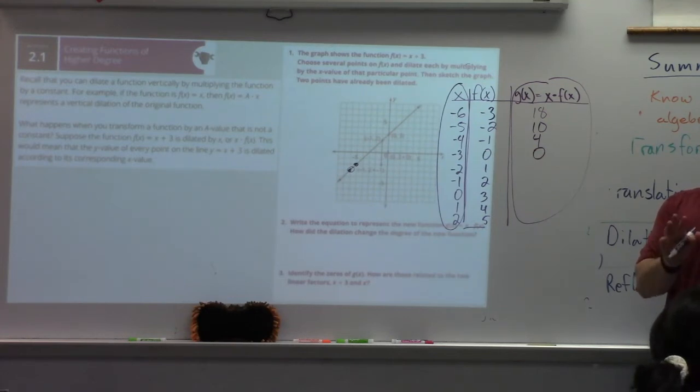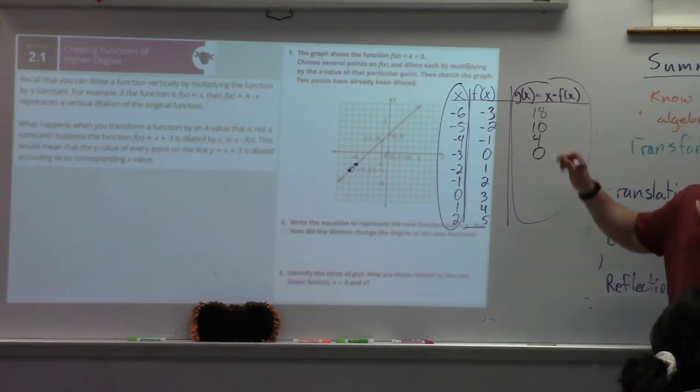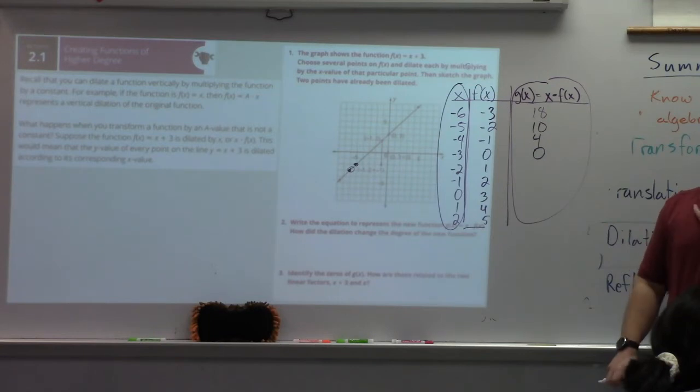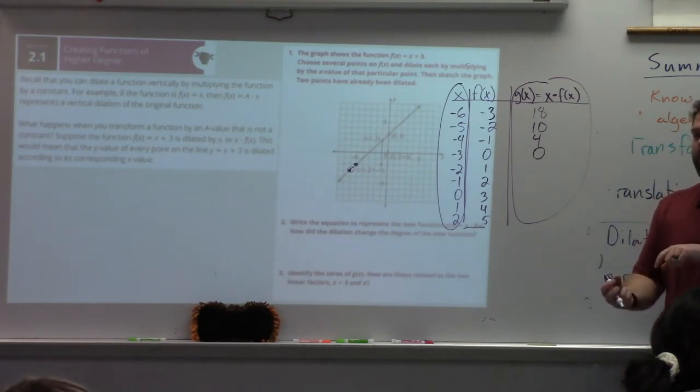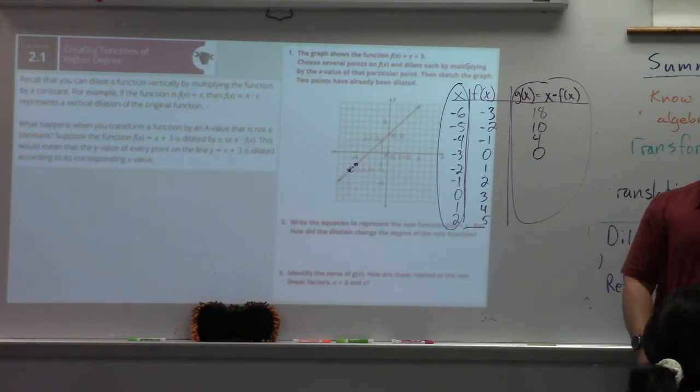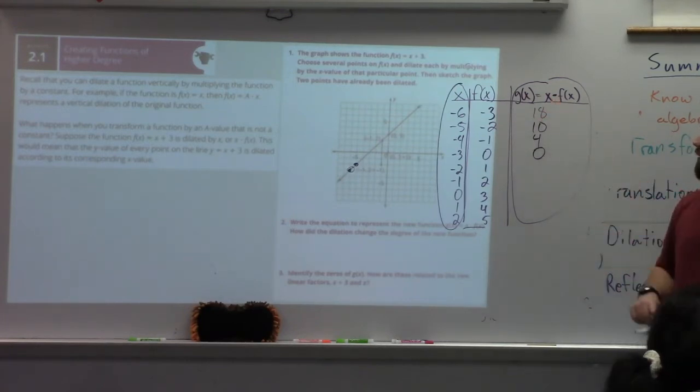Everything in math is connected. Are we doing things slightly differently? Yes. But literally, we're still multiplying, so it's still a dilation. We're still dilating, it's just, remember we talked about it yesterday, it's by non-constant values. When we dilated before, it was just by a 2 for everything. Now, we're dilating by x.